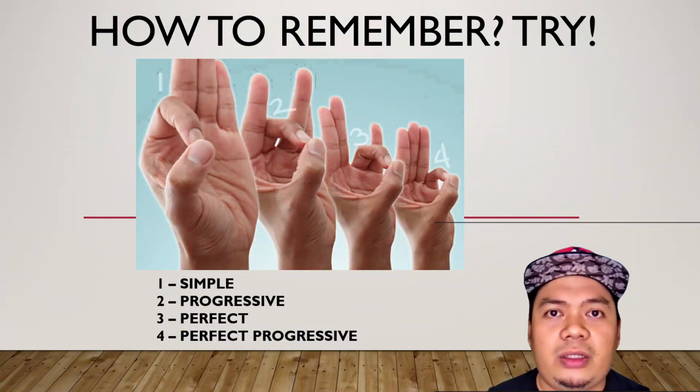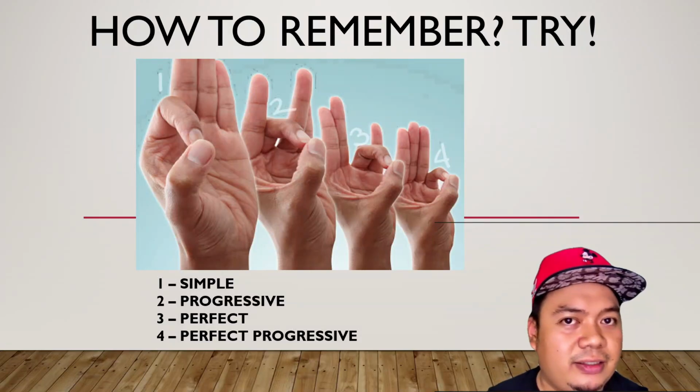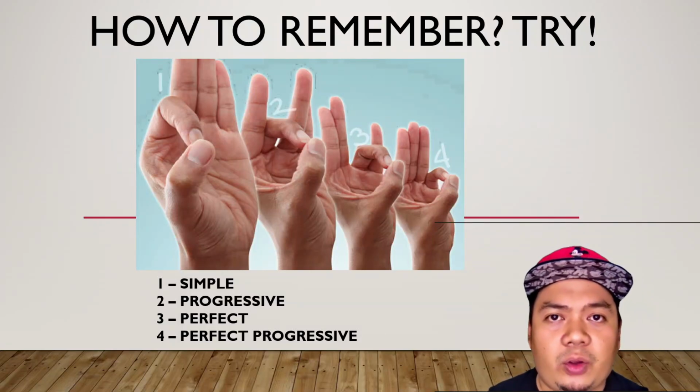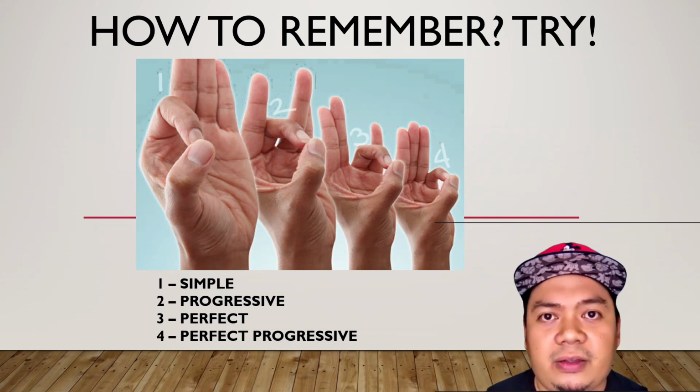How do you remember all the 12 different verb tenses? It's quite easy. You just have to use your fingers. Your thumb represents the main tenses, which are present, past, and future. Your other four fingers represent four different aspects of the verb.